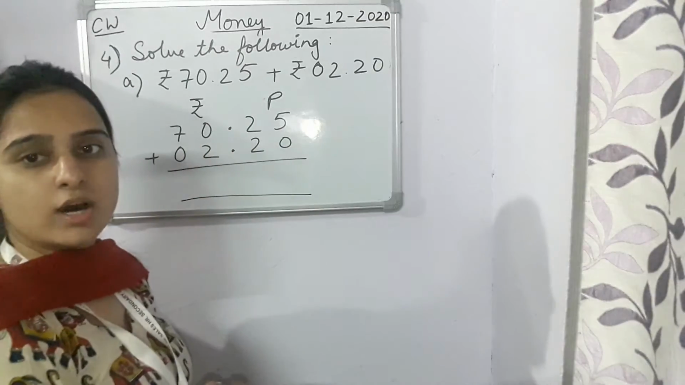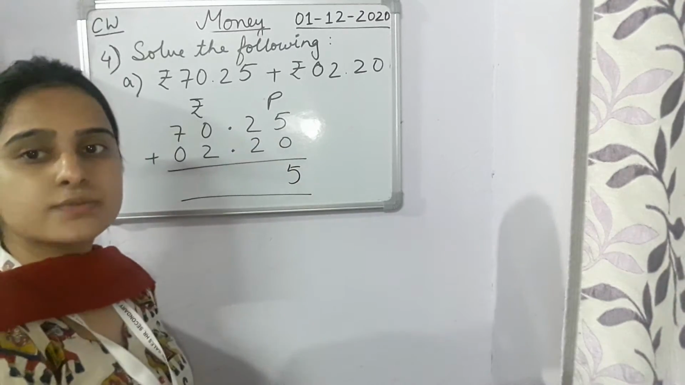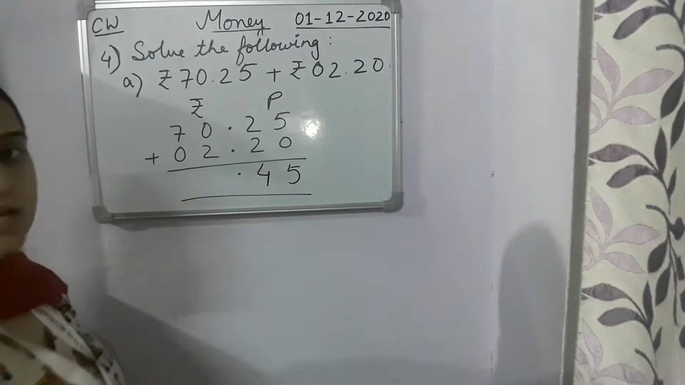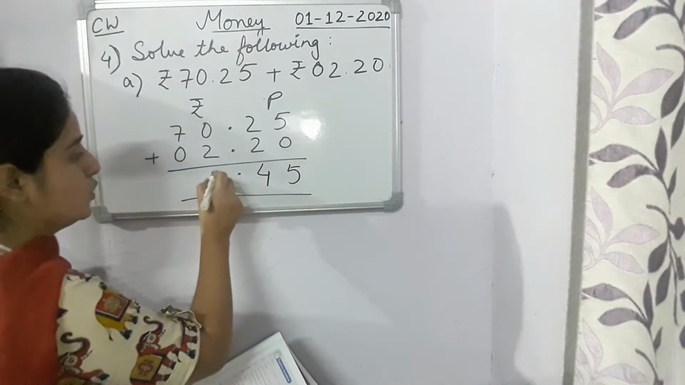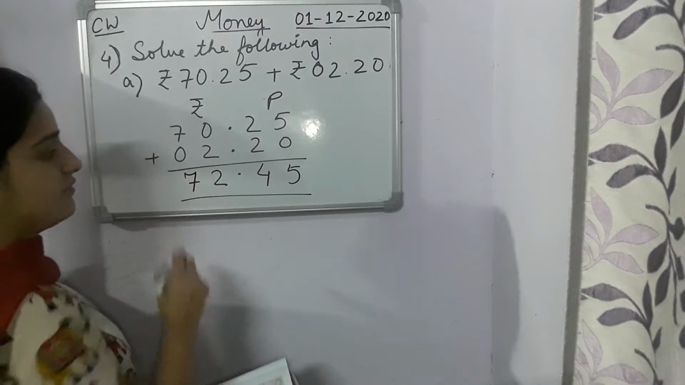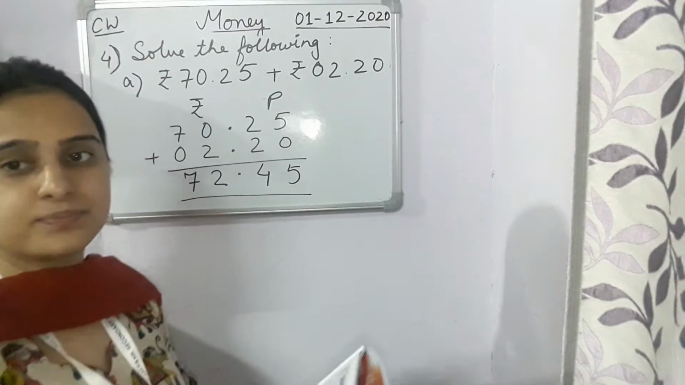5 plus 0 is what? 5. 2 plus 2 is what? 4. Then 0 plus 2 is what? 2. 7 plus 0 is 7. So here we get rupees 72 and 45 paisa. Clear?